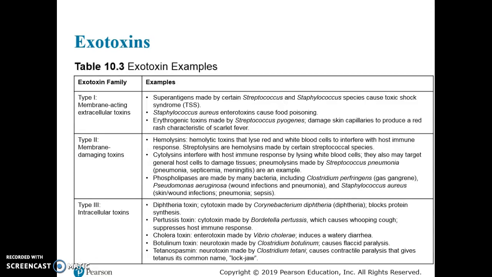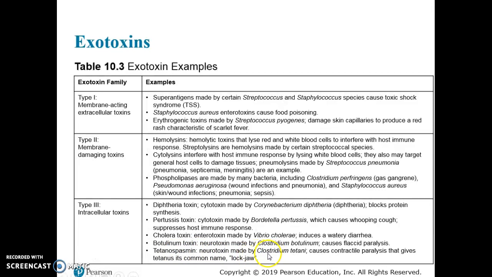It's rather interesting. Diphtheria toxin, pertussis toxin, both of these are actually used for vaccines, to protect a person from catching diphtheria or pertussis, whooping cough, and those are in the DPT vaccine. Also with that DPT, the T there is for tetanus. Tetanospasm, that is the official name of the tetanus toxin.